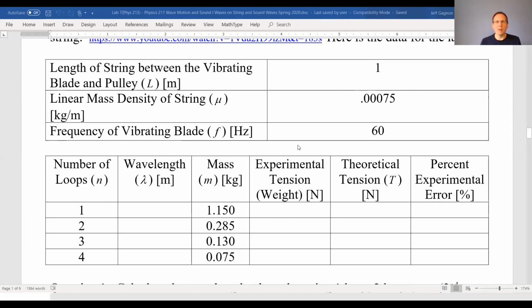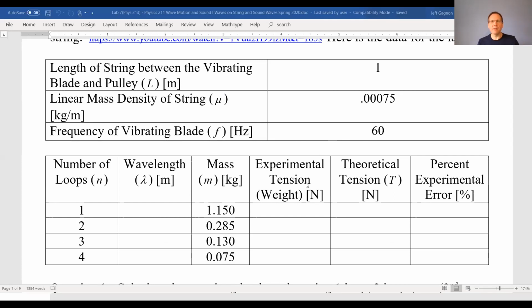Here's the data table. The length of the string between the blade and the pulley is given as 1 meter. The linear density of the string, the mu, is given as 0.00075 kilograms per meter. And the vibrating blade's frequency, the f, is a constant, 60 hertz. So that blade was vibrating up and down 60 times a second.